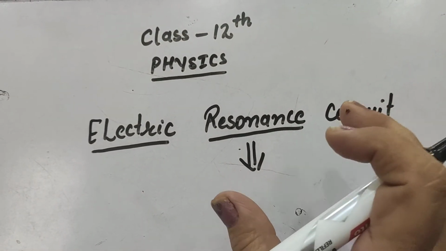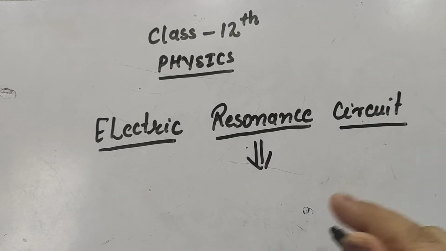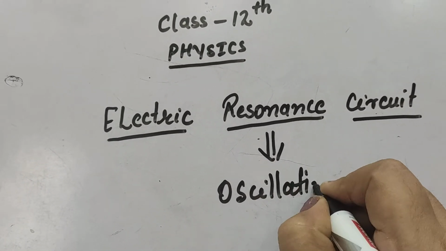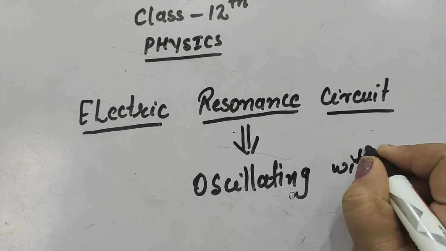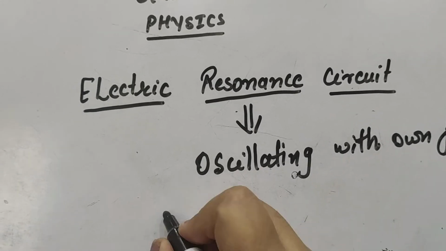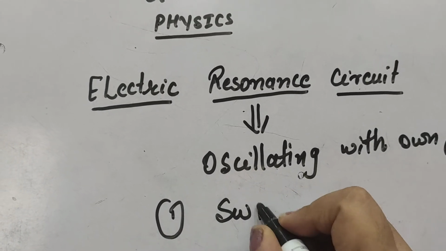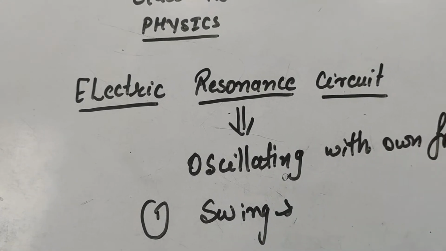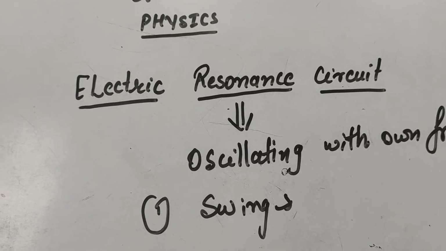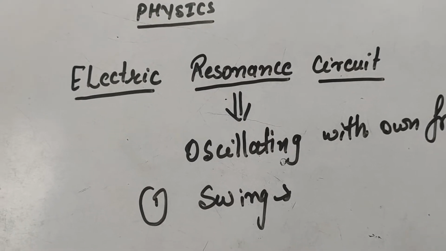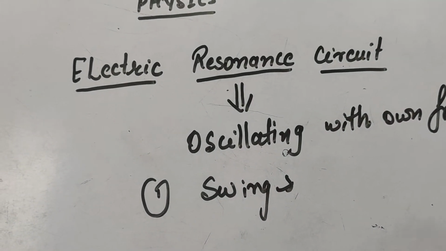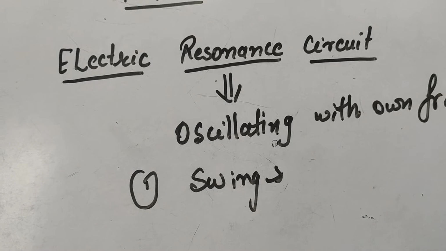Basically, resonance can be understood in the case of objects which are oscillating with their own frequency. For example, if I talk about a swing, a child is swinging with its own frequency, and when another child comes and pushes him in the same direction, then the amplitude of that swing increases. So we can say that resonance might have occurred.